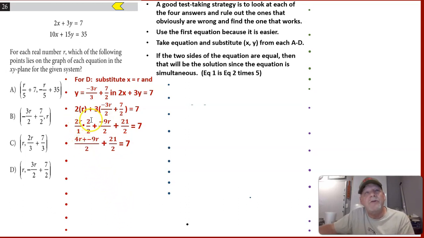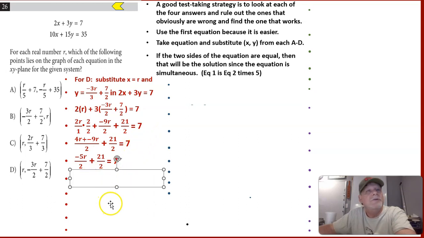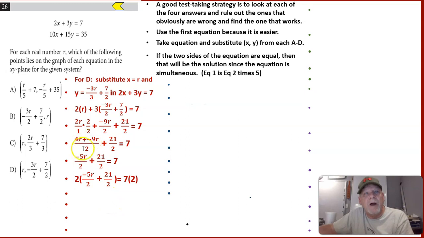And so I can combine the 2r times 2 is 4r, plus the negative 9r over 2 plus 21 over 2, and it equals 7. So the left has to equal 7. Well, it's pretty obvious that there's still an r over there. So since there's still an r, I combine my r's, and I'm going to multiply by 2, and I get negative 5r plus 21 equals 14. I subtract the 21 from both sides, negative 5r equals negative 7.